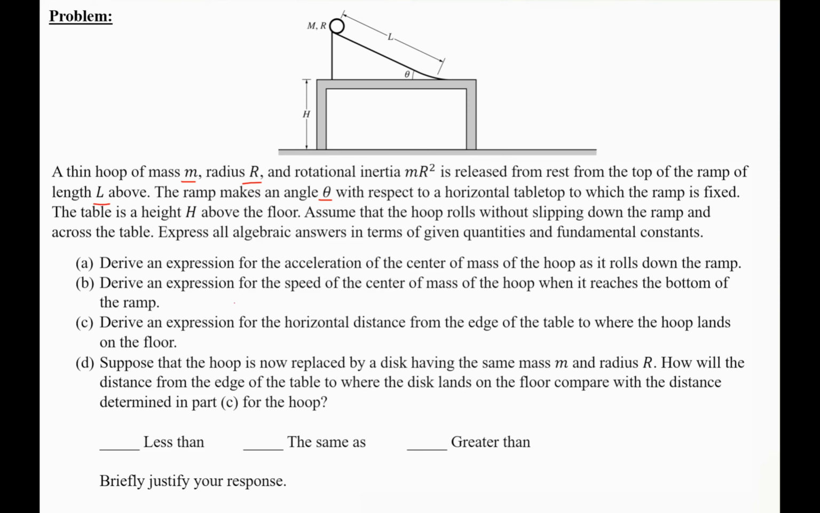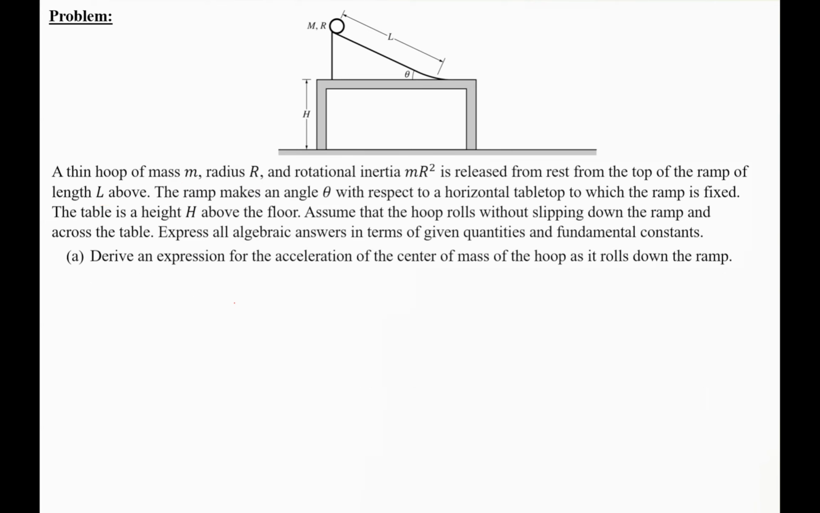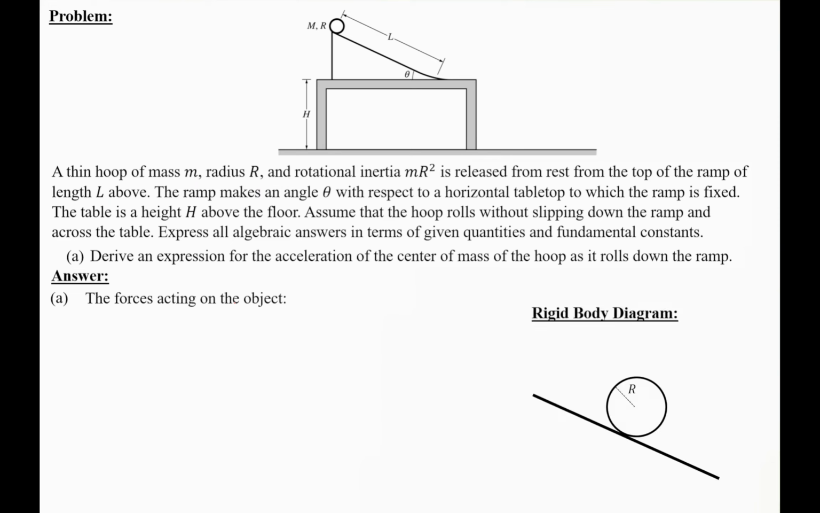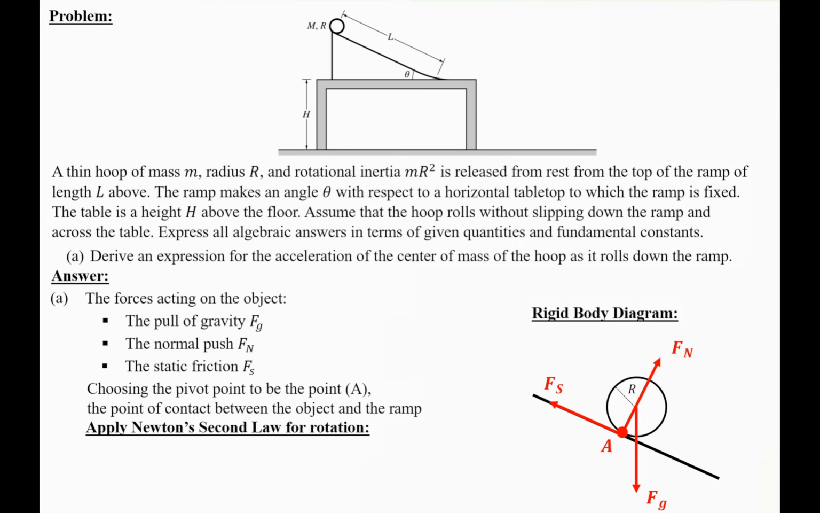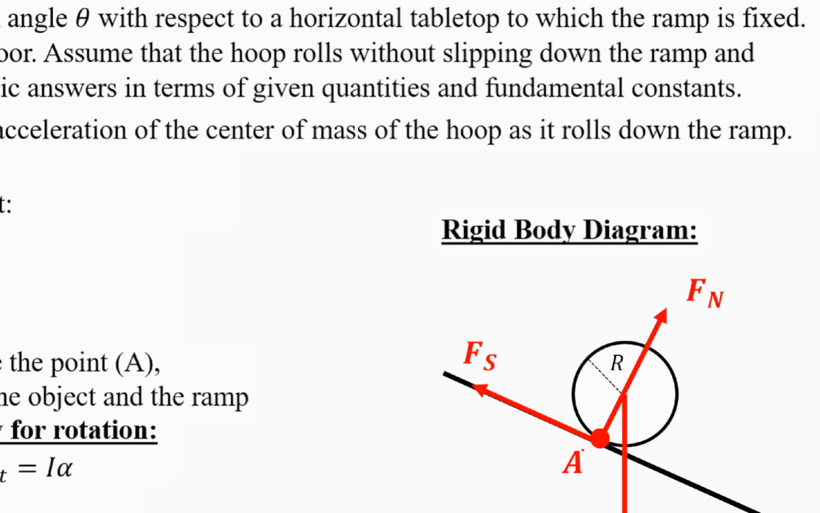In part A, derive an expression for the acceleration of the center of mass of the hoop as it rolls down the ramp. Here we have different methods: first method, second method, third method. I would go with the first one, to utilize a rigid body diagram together with Newton's second law for rotation about a pivot point A, which is the point of contact between the rolling object and the ramp. The forces acting on the object are the pull of gravity, the normal push, and the static friction. Choosing the pivot point to be point A, we apply Newton's second law for rotation. Here you need to pay attention that the net torque is about point A, and I is the moment of inertia of the body about point A.